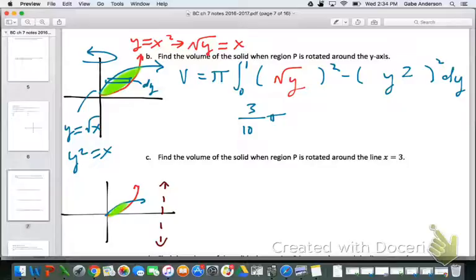Of all the ones we've done so far, this one is the most obvious washer method because you can see the giant hole right in the middle, right? So once you identify washer method, again, I encourage you strongly to write V equals pi integral big parentheses squared minus little parentheses squared. We'll decide on the dy or the dx in a second.